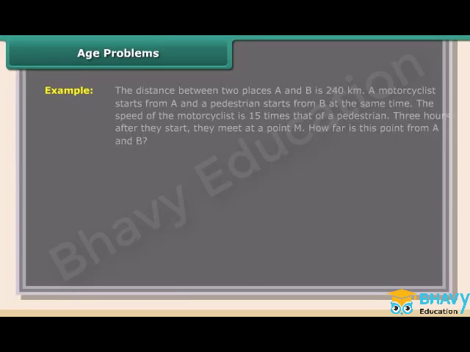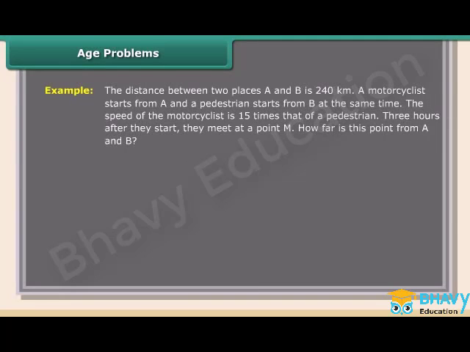Example. The distance between two places A and B is 240 kilometers. A motorcyclist starts from A and a pedestrian starts from B at the same time. The speed of the motorcyclist is 15 times that of the pedestrian. 3 hours after they start, they meet at a point M. How far is this point from A and B?